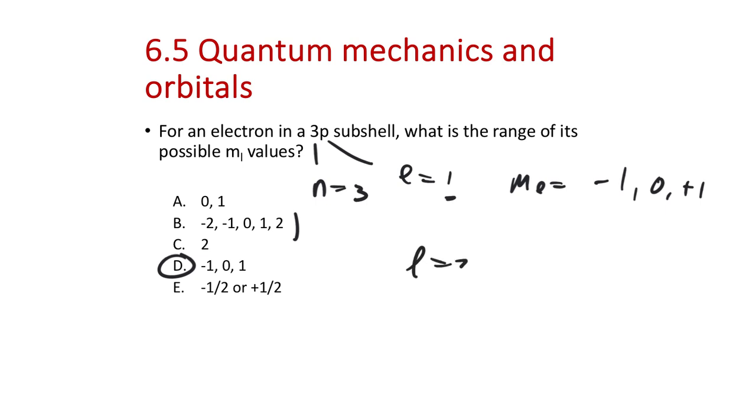So if you say L is 2 and N is 3, it's possible to have this L value, but that's not the 3p subshell, that's a 3d subshell. So the 3d subshell has the range of values that are shown in B. The 3p subshell has these values here.